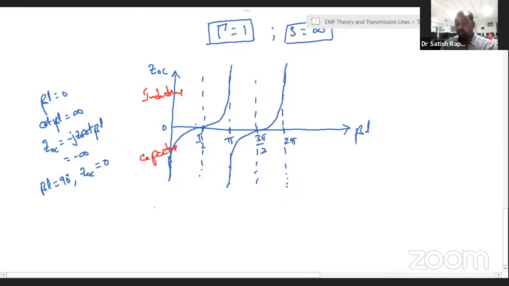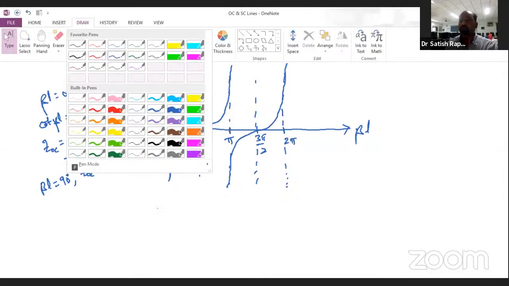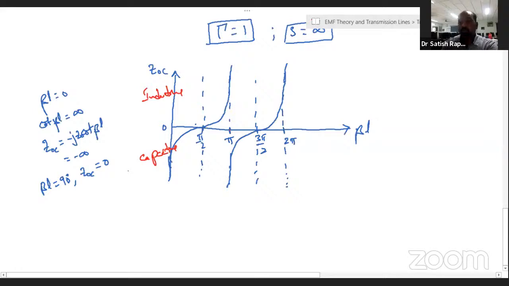And now let me also consider one more case. With that, I will close the session. So let me consider one more case, that is case 3, the matched transmission line.